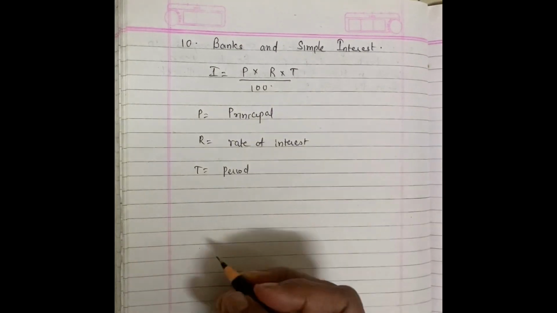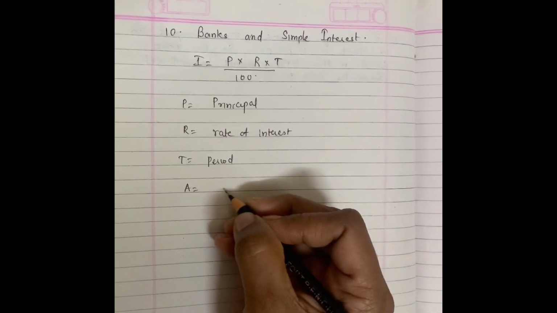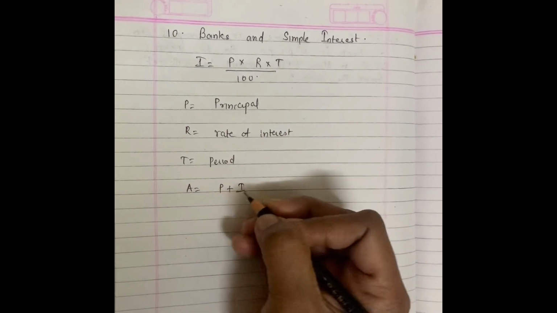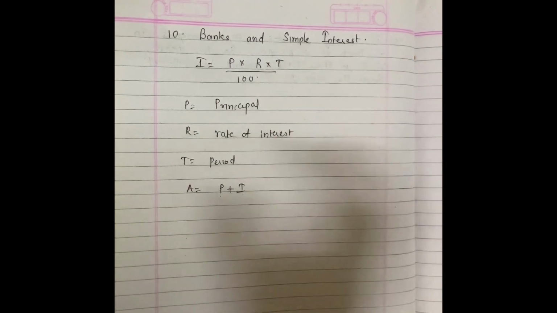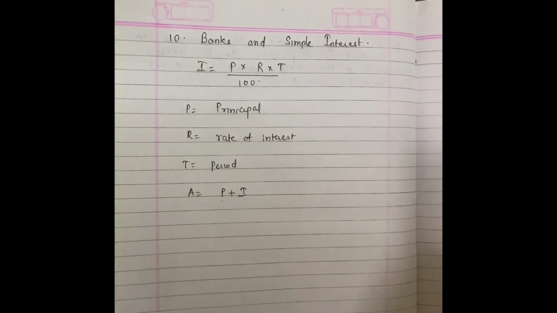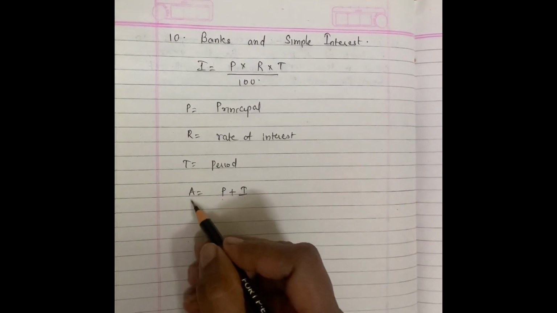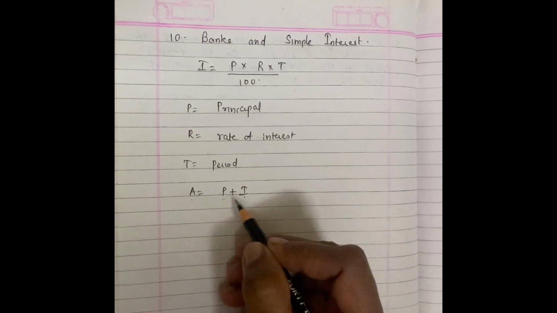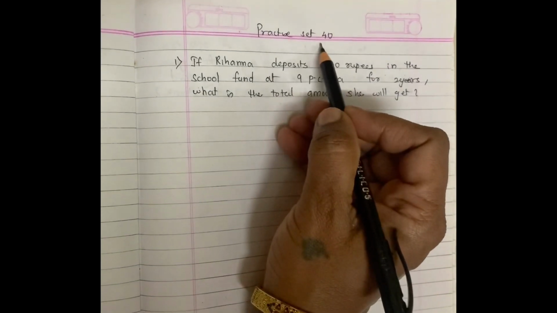Now the next formula is A, that is amount, is P plus I, that is principal plus interest. So whenever we are depositing some amount, finally we get an amount. That final amount will be what? Principal plus interest. That will be the amount. So amount is what? P plus I. Principal plus interest.